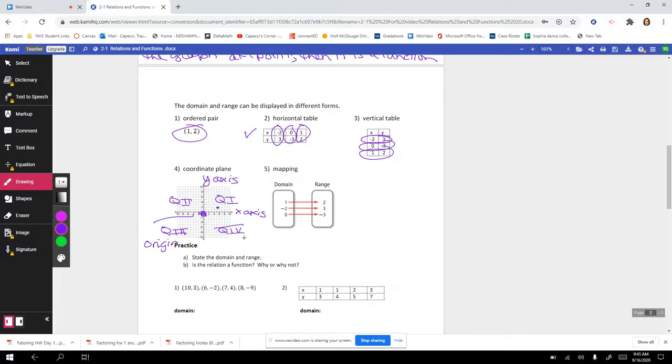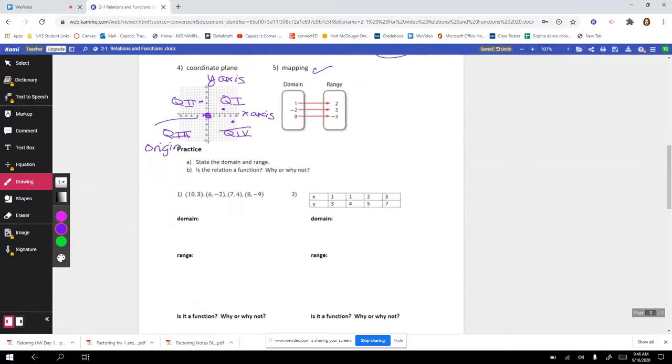Now, I can have points kind of anywhere. I can display those domain and range in a different way there. So I can also show them in a coordinate plane. I can also do it by mapping. Mapping is not something you see a lot, but it does come up where it just kind of looks like this. You have two blocks and the arrows are pointing from one domain to a different range or a series of ranges depending on the specific points given.